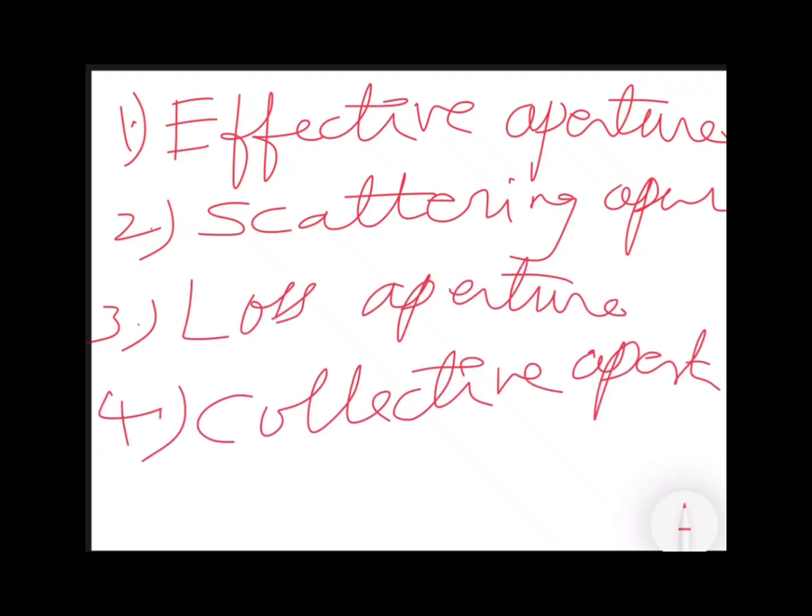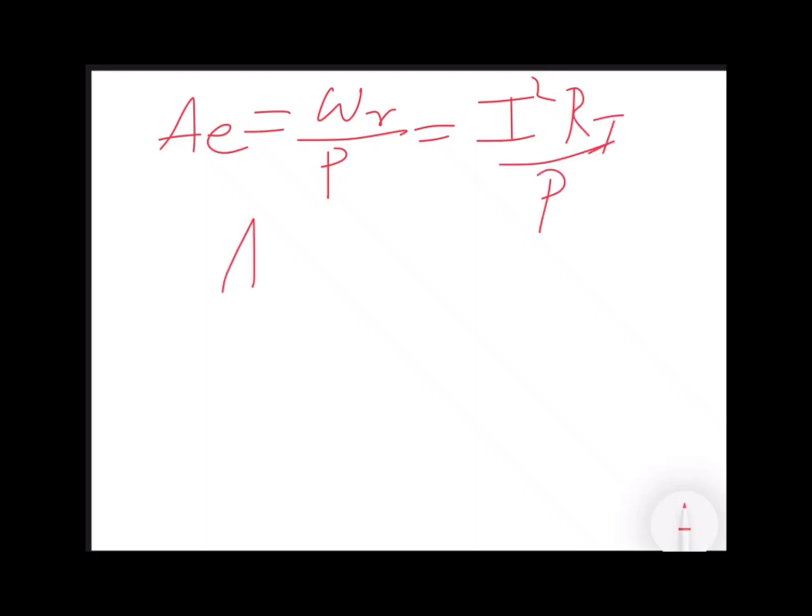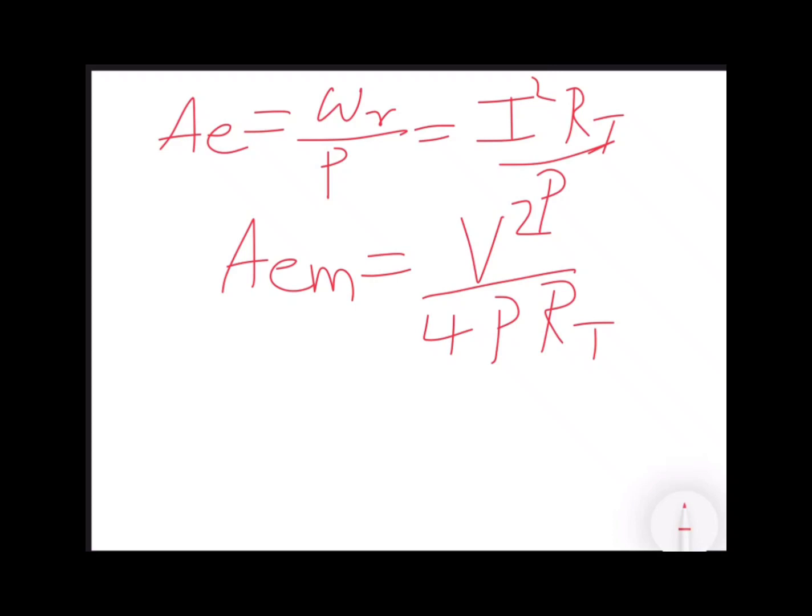So we have come to know what is aperture, and the effective aperture is the ratio of effective power to the power density. It can be expressed as effective aperture AE is equal to effective power, that is WR divided by P, which is I square into RT divided by P. So maximum effective aperture for the antenna can be defined as AEM is equal to V square by 4 P into RT, where V square is the total electric field, P is the total power received, and R is the radiation resistance of the transmitter end.